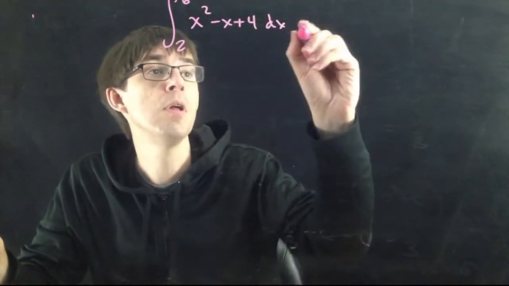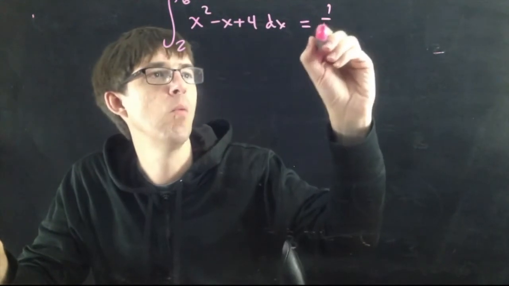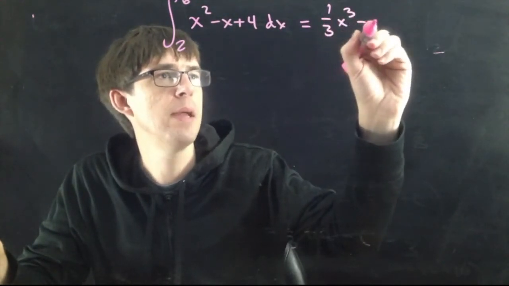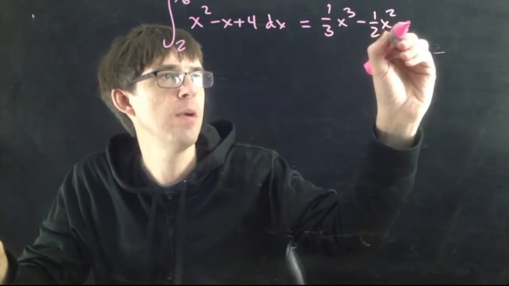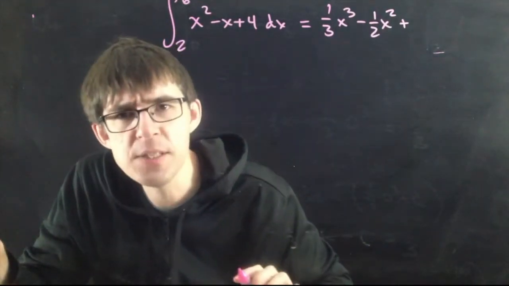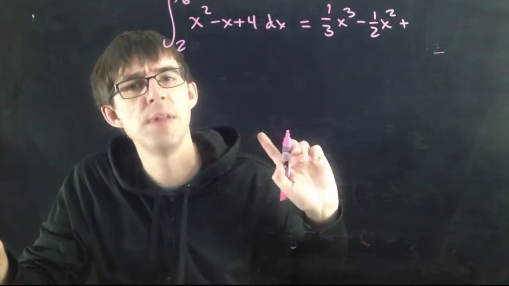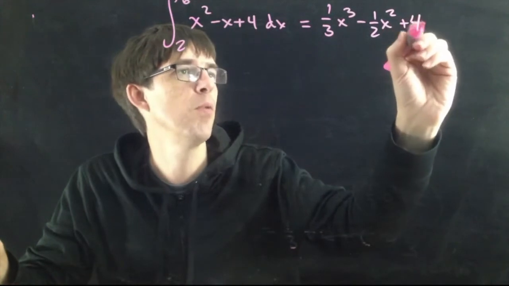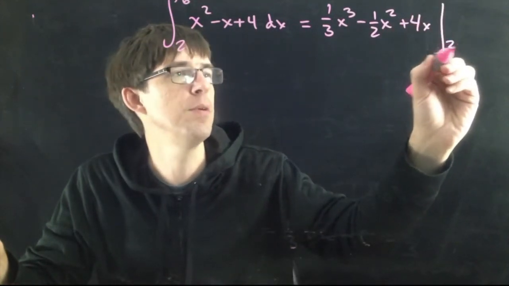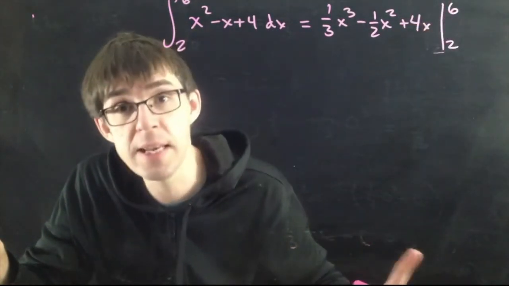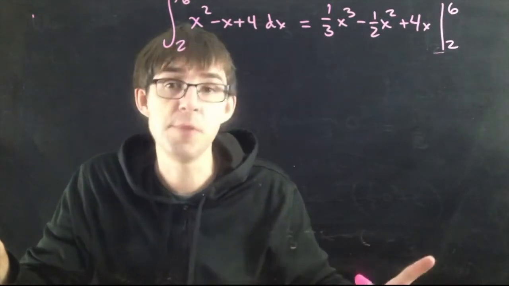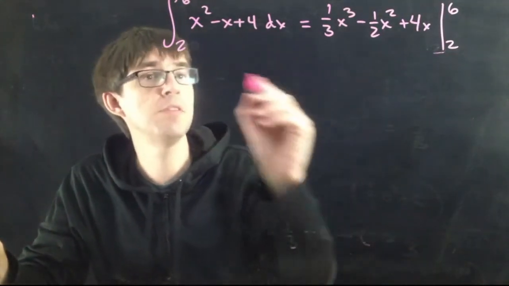And remember how we do it. We, first of all, take the antiderivative. I get 1/3 x cubed minus 1/2 x squared plus, what do you do with 4? The antiderivative of just a constant, remember, is that same constant times x. So 4x. And then I'm going to indicate with the bar that in the next step I intend to plug in 6 first, and then subtract, and then plug in 2. All right, let's do it.